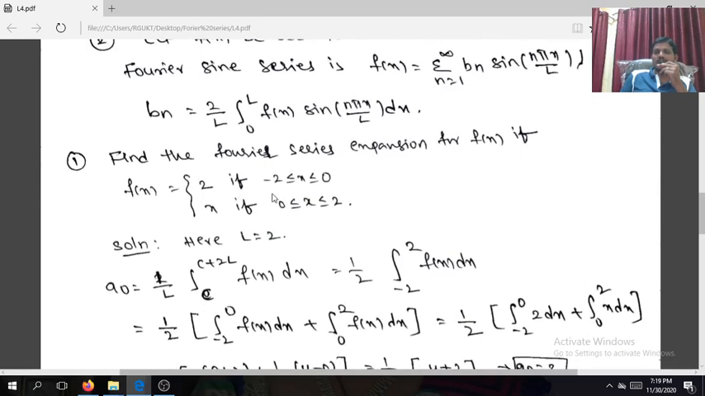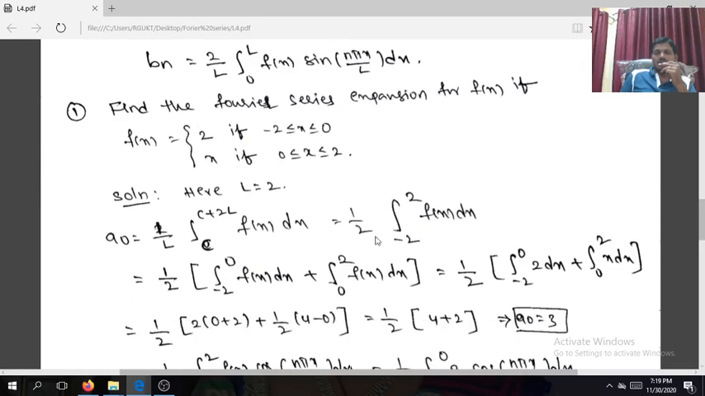But the function is defined in two pieces, right? The function is piecewise continuous. In minus 2 to 0, the function value is 2, and 0 to 2, the function value is x. That's why we say that it is piecewise continuous, right? Here it is 1 by 2 integral minus 2 to 2 f of x dx. So it is 1 by 2 integral minus 2 to 0 f of x dx plus 0 to 2 f of x dx. Minus 2 to 0, 2 dx, and 0 to 2, x dx.